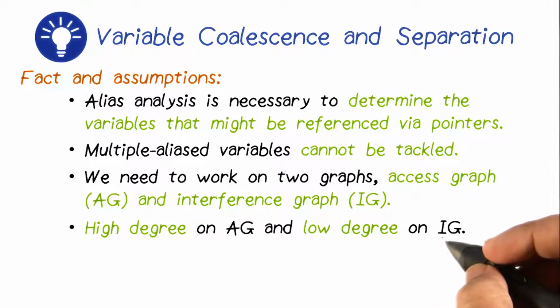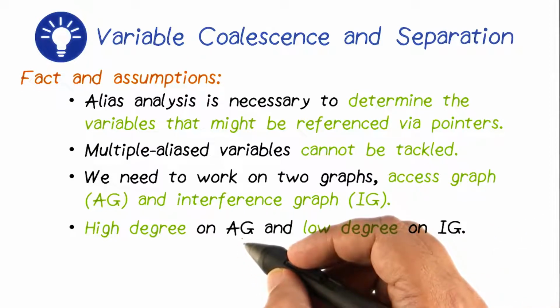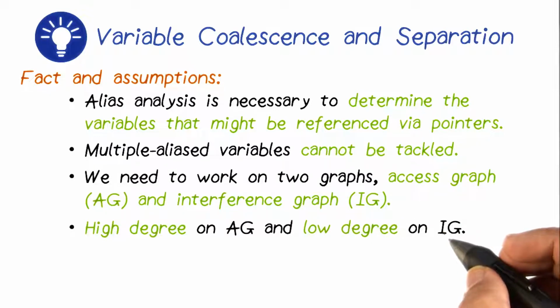Why do we do this? Because if we coalesce a web which has a high degree on the access graph with another one, we are likely to remove lots of edges from the access graph, simplifying the access graph. And having a low degree on the interference graph allows us lots of choices in terms of which two webs to coalesce. Remember, whatever is not interfering with a given web is a candidate for coalescing with it. And so, the low degree on the interference graph helps because it allows many more choices than a high degree node on an interference graph which interferes with lots of other webs.